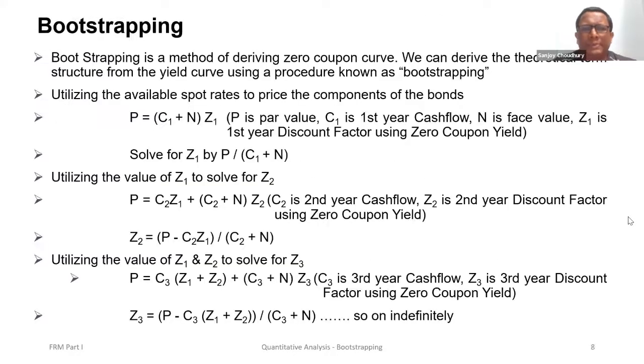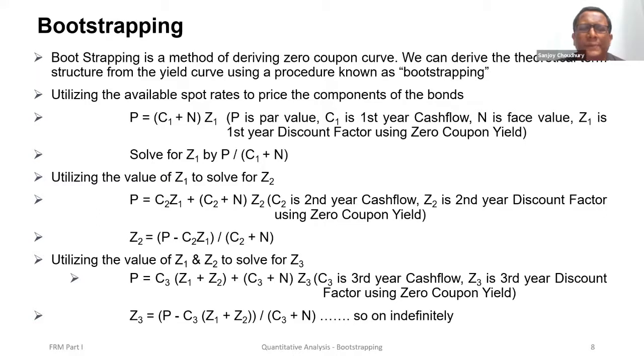So let's come to the bootstrapping part. Bootstrapping is a method of deriving the zero coupon curve. We can derive the theoretical term structure from the yield curve using a procedure called bootstrapping, utilizing available spot rates to compute the components of the bond.